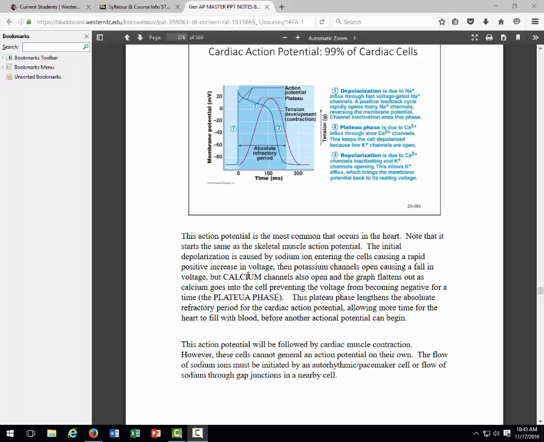So again, calcium channels open, flatten out that plateau, lengthening the absolute refractory period and allowing the heart more time to fill with blood. So if we have a really rapid heart rate, that doesn't give enough time for the heart to fill with blood, and every time the heart beats, there's less blood coming out, less blood going to the brain, and people pass out very quickly at really, really high heart rates. So we need to fix those when they happen.